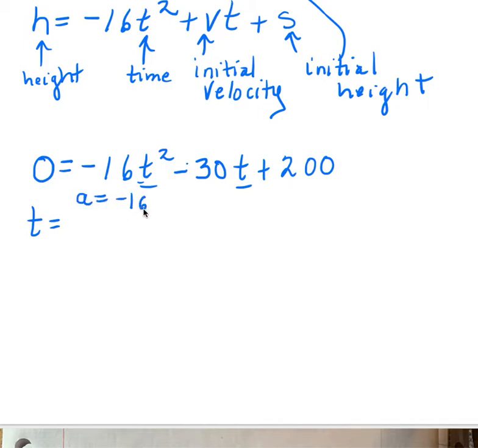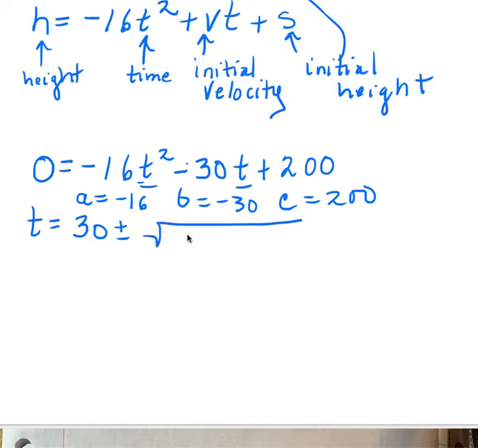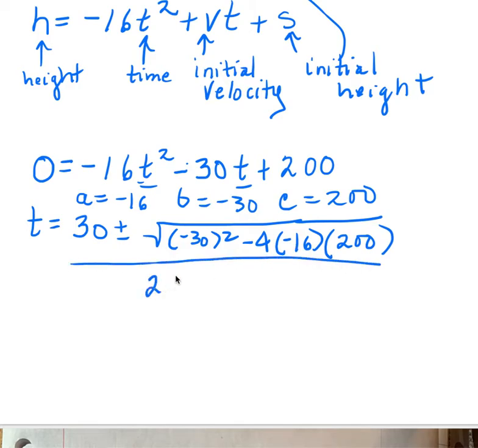That's negative 16. What's b? Negative 30. And then what's c? 200. We're going to use the quadratic formula and solve this, okay? So opposite of b, well, that's going to be positive 30 now, right? Plus or minus the square root of b squared, that's negative 30 squared, minus 4 times a, negative 16, times c, which is 200, all over 2 times a, which is negative 16.